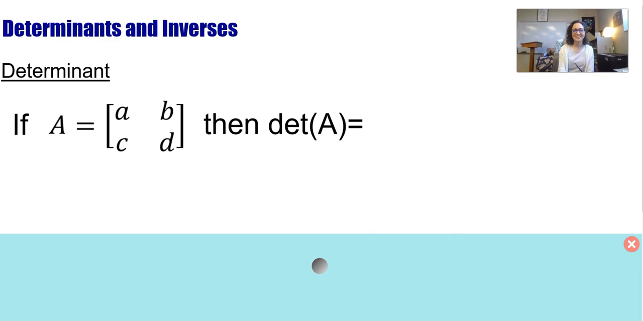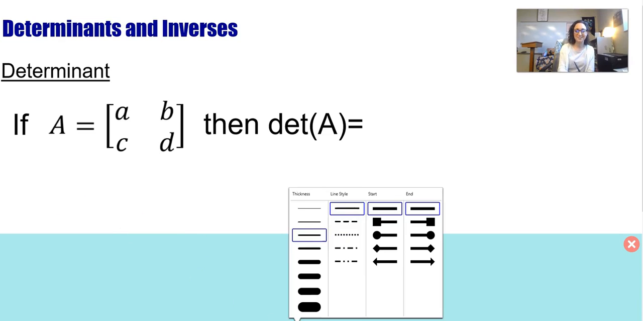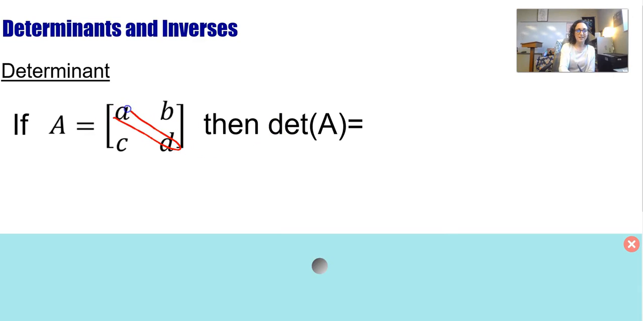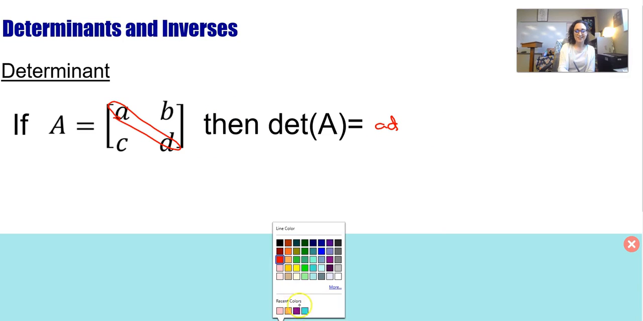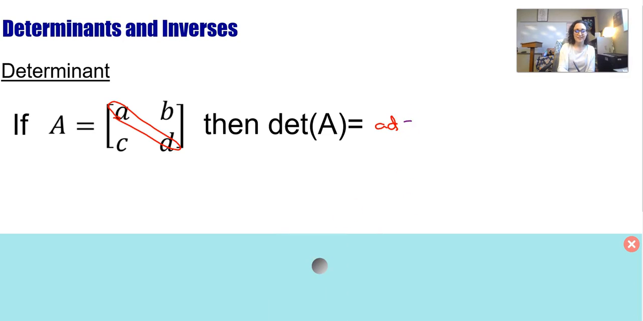Alright, so first let's define what is a determinant. For a 2 by 2, a determinant is your elements on your major axis multiplied together minus your elements on your minor axis multiplied together. Here's what I mean. If I want to find the determinant, abbreviated DET, of this matrix A, I'm going to multiply A times D, and then subtract, and then multiply B times C. And that is a determinant.